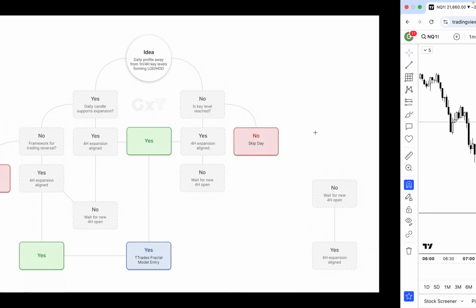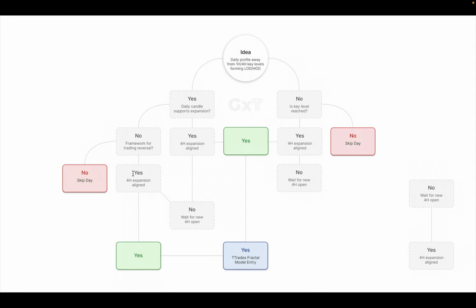So let's go back to the flow chart. So we're back at the aligned expansion, right? Because we waited for the new open, now it's aligned. Now we ask ourselves, is there already a valid fractal model entry? If the answer is yes, then we just go to trade it, right?